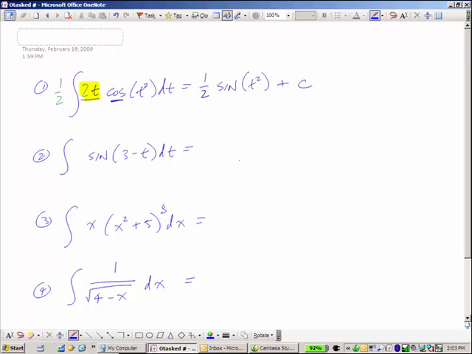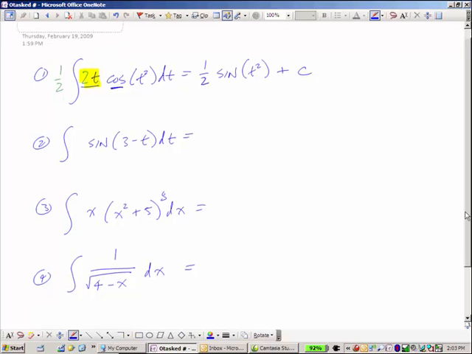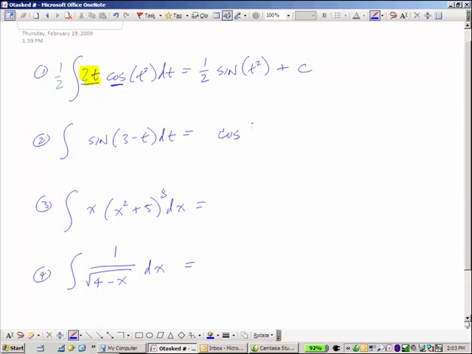All right, let's take a look here. This one might be a little easier. I'm not sure. Jack, calling someone. Cosine 3 minus t plus c.